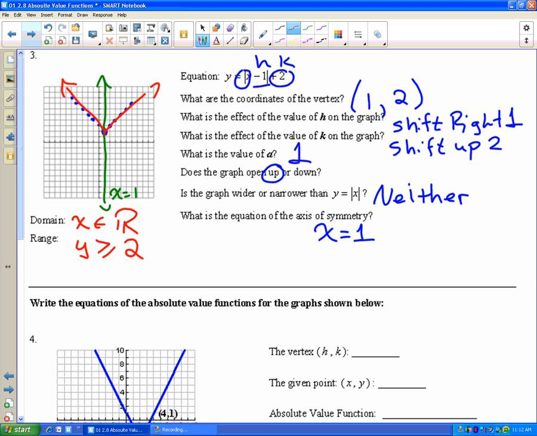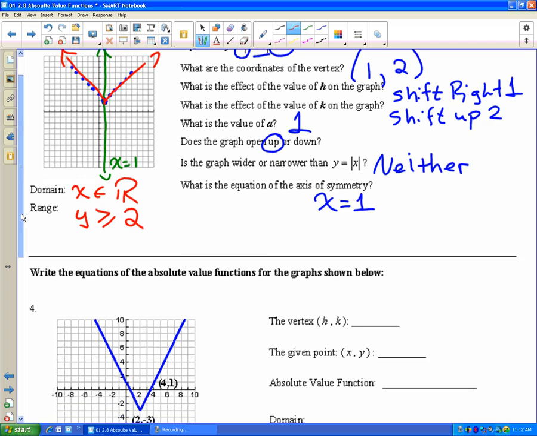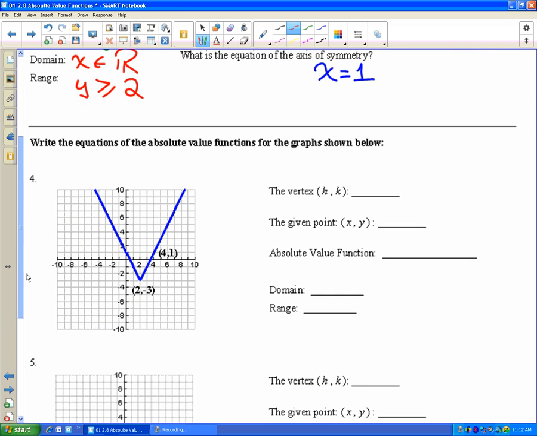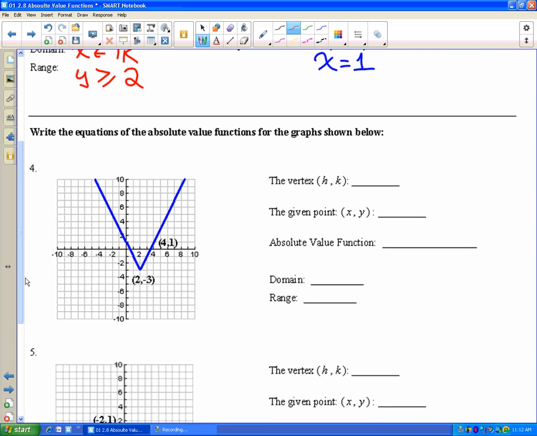I've done 3 examples off of that. Make sure that makes sense to you. Number 4 and 5 are going to do the opposite. Write the equation of the absolute value function for the graph shown below. I want to work backwards on this, so I'm going to start with my graph.